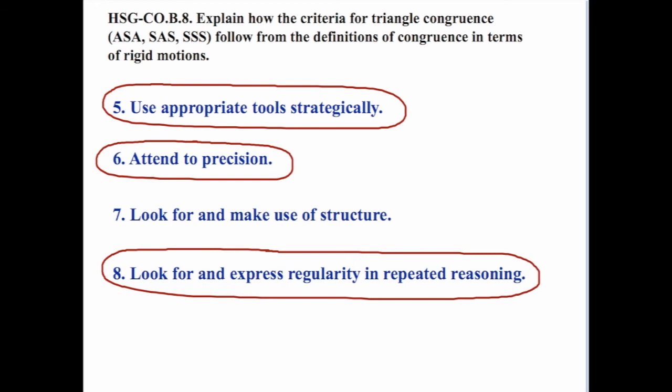Again, it's just a matter of taking those postulates and doing your rigid motions to show that as long as you met those conditions, the 2 pairs of triangles that you're dealing with will in fact be congruent.